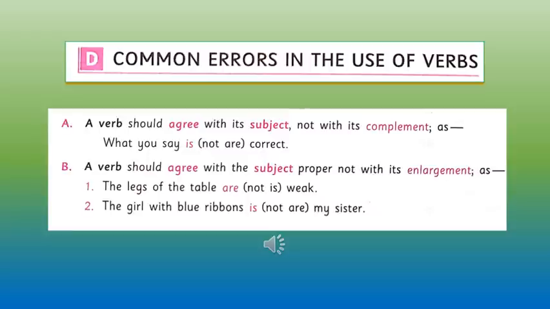Okay, what is given in red, you can see: the legs of the table are weak. In the same way, the girl with blue ribbons is my sister.